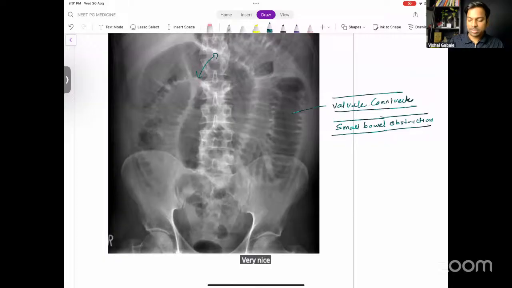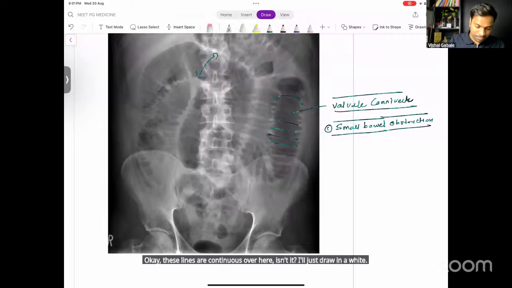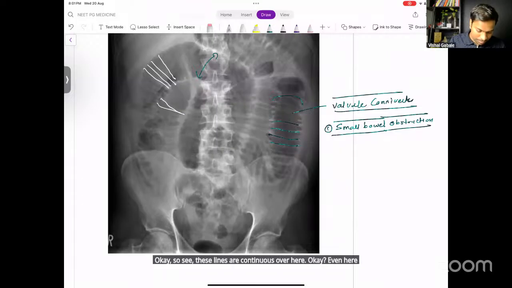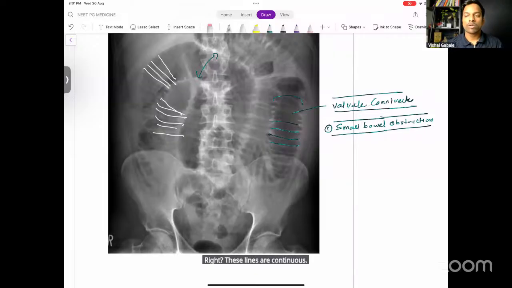Very nice. Because of this, these lines are continuous, right? These lines are continuous over here, isn't it? I'll just draw in white. See, these lines are continuous over here. Even here, right? These lines are continuous. These are called valvulae conniventes.